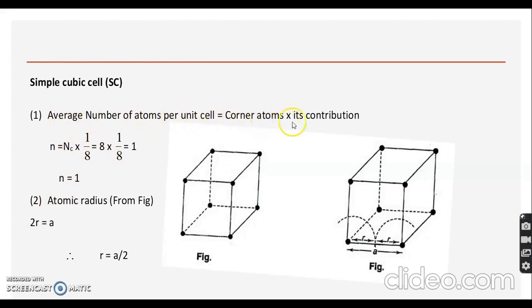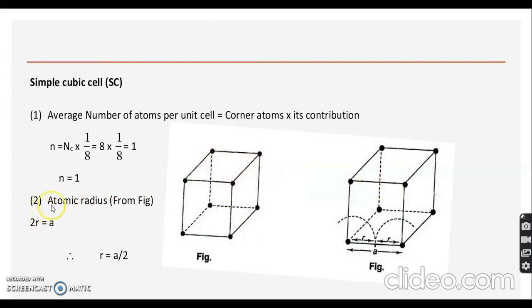It has corner atoms and each corner atom is divided into 1/8. So there are 8 corners and each one of them contributes 1/8. So this will be total 1. So the average number of atoms per unit cell is n equal to 1. You can see the diagram like this. Basically these atoms will be touching each other like this. When you have a diagram, we show very small atoms, but actually the atoms will be touching each other.